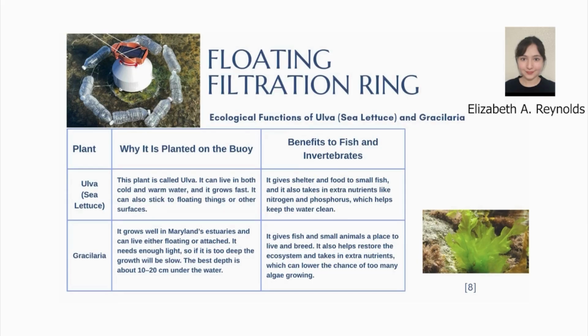Gracilaria grows well in shallow water, tied under the buoy. It creates space for fish and small animals to live and breed. We choose these plants because they make the buoy not only an energy device but also a small habitat that supports marine life and improves water quality.